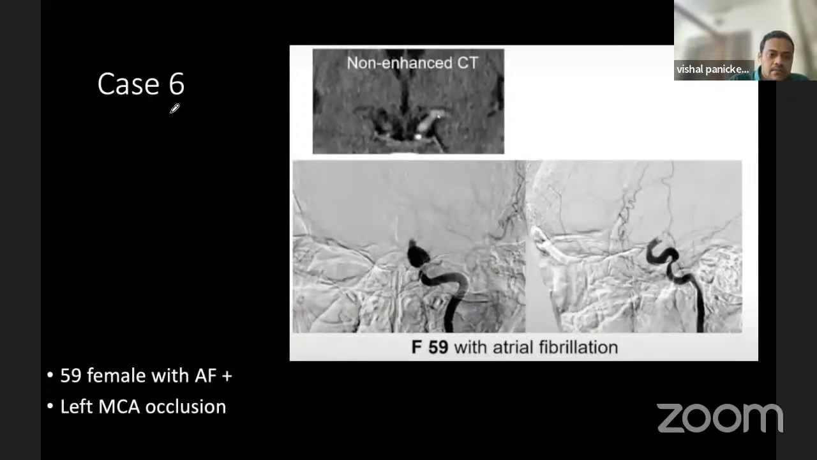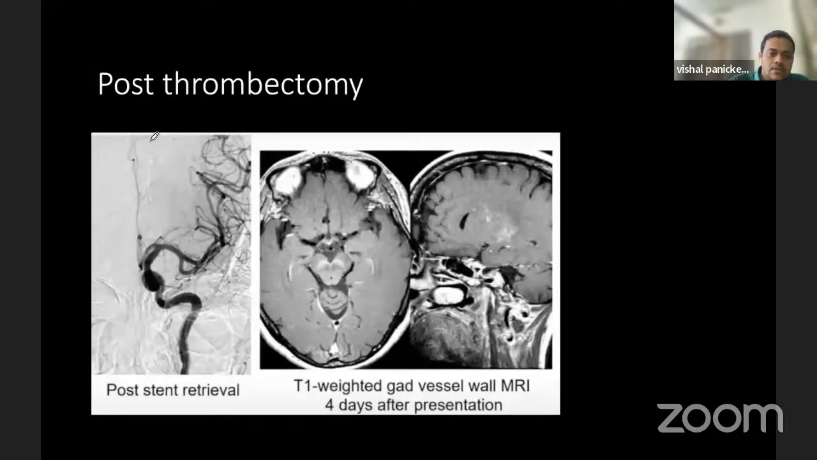And this is the last case. A 59-year-old female with atrial fibrillation came with a left MCA territory occlusion. This is a non-enhanced CT showing thrombus; she underwent angio which showed left MCA occlusion. She underwent thrombectomy. Following the thrombectomy, the circulation became normal, and she underwent the vessel wall imaging.